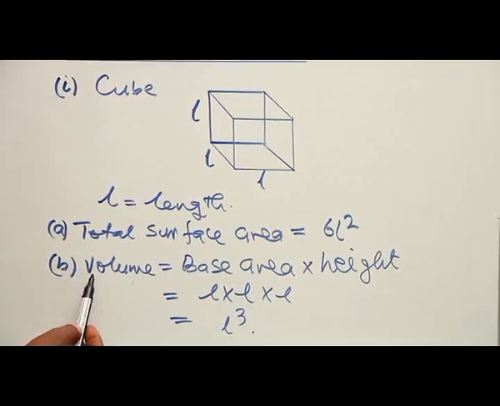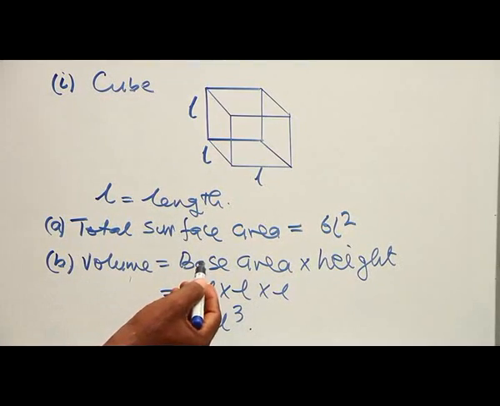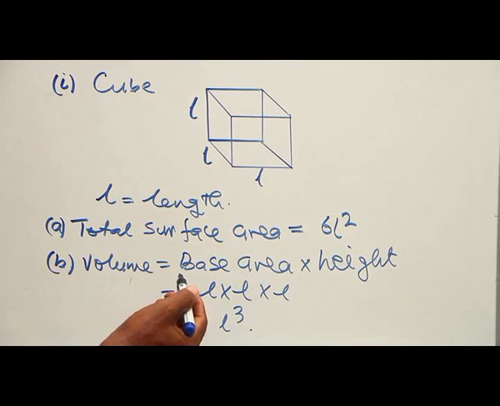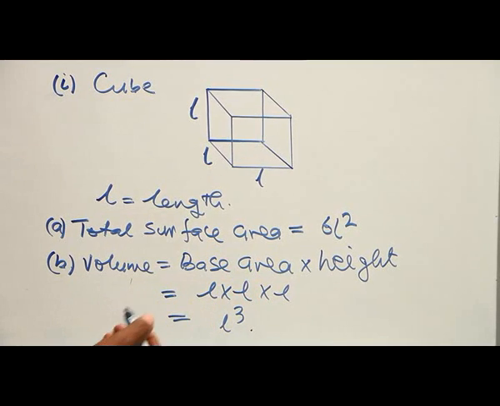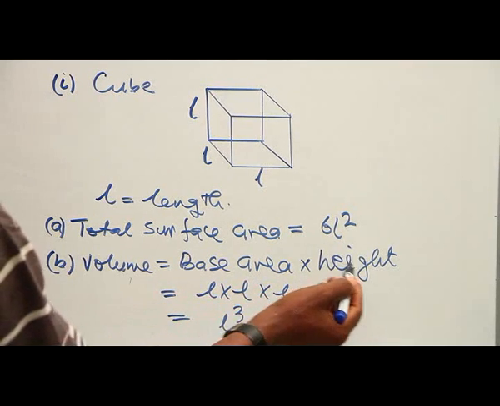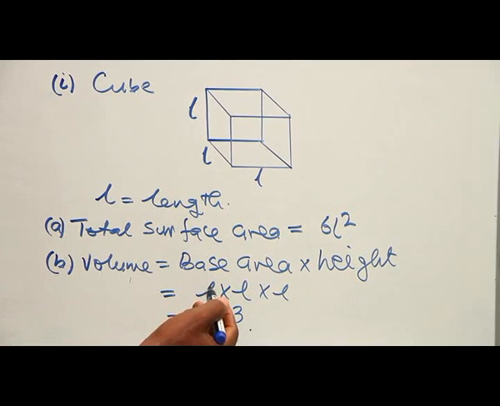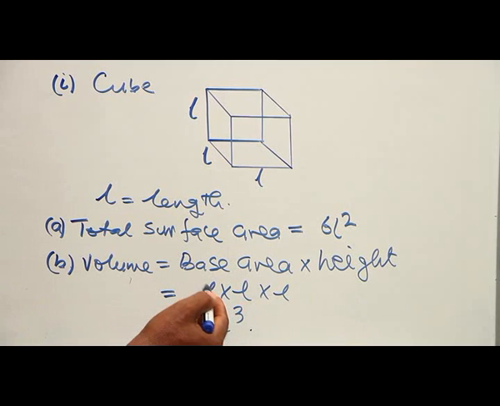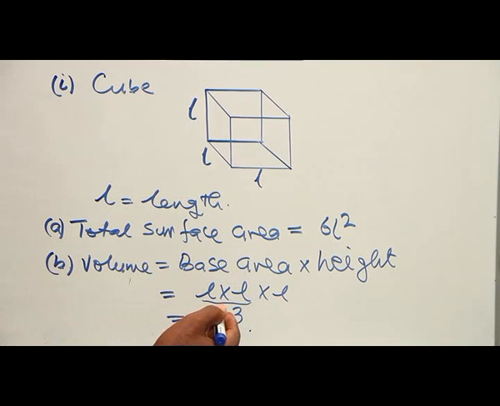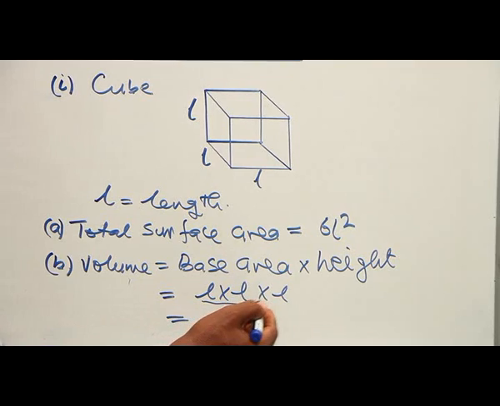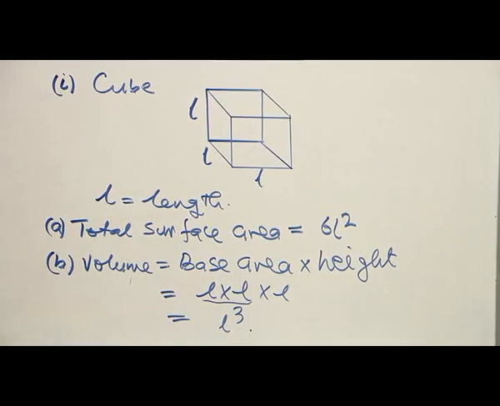Then we look at the volume. To find the volume, it is the base area times the height of the solid. The base area times the height. And where is the base area? L times L. This is the base area. Then the height is also L. So that is why we have L times L times L equal to L cube. That gives you the volume of a cube.